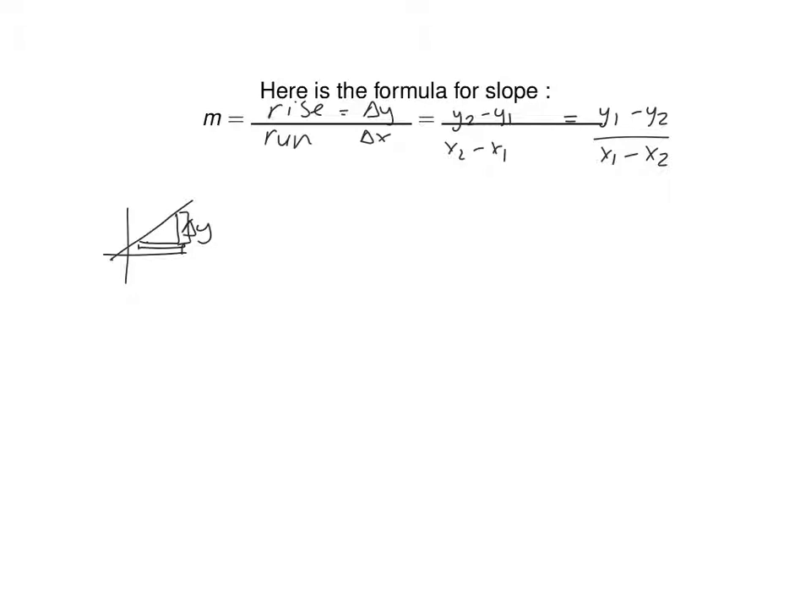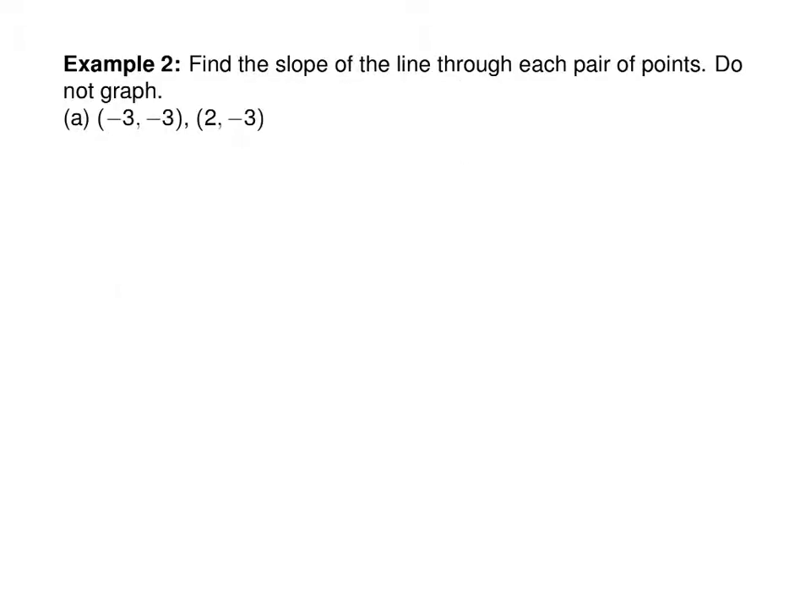Okay, so, here we go. All right, so find the slope of the line through each pair of points. Do not graph. You can graph to verify what's right, but let's just find the slope. So the formula is y2 minus y1 over x2 minus x1. So what goes in for y2? Negative 3. And then we're going to have minus another negative 3, right? All over 2 minus negative 3.